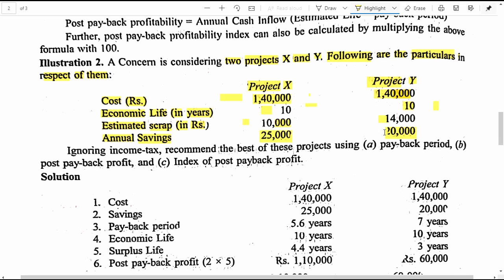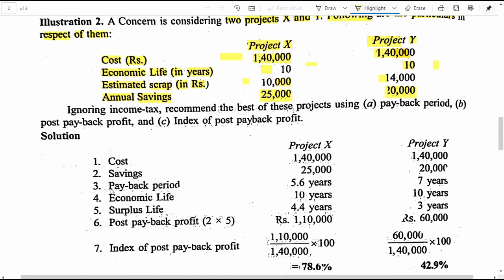Ignore income tax. Recommend the best of these projects using A. Payback period, B. Post-payback profit, and C. Index of post-payback profit. So based on the results of all these three methods, we have to recommend the most profitable project among the two projects available in front of this concern. Now let's look into the calculations done here.